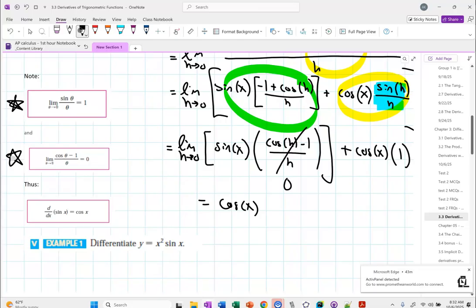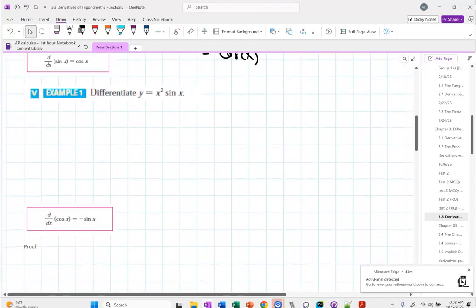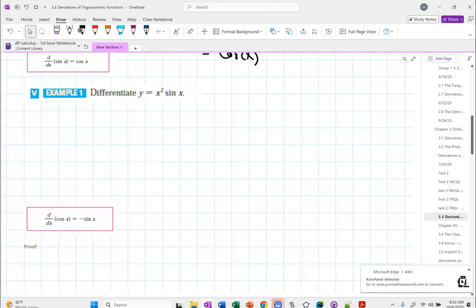All right, let's look at some examples of doing something with this. We want to differentiate x squared times sine x. How do we do that? What are we going to need to use? Very good, a product rule.